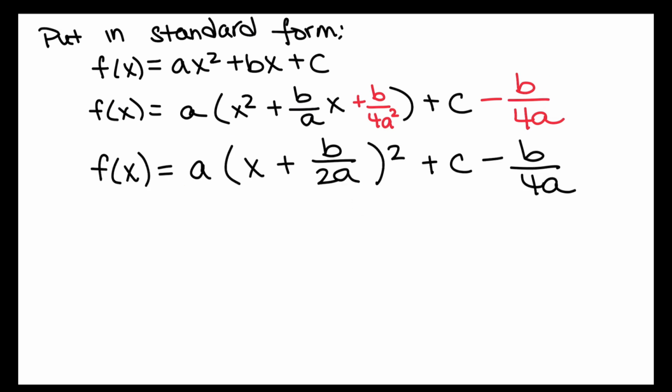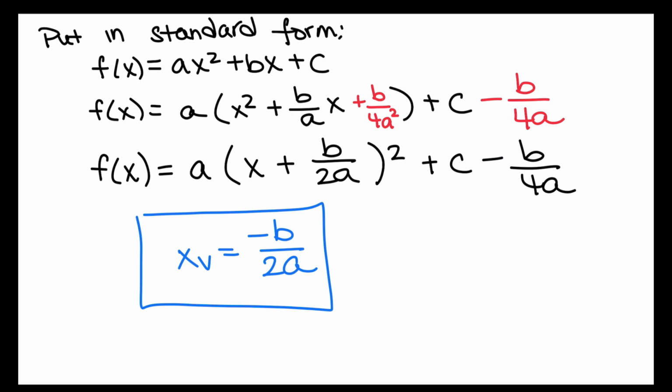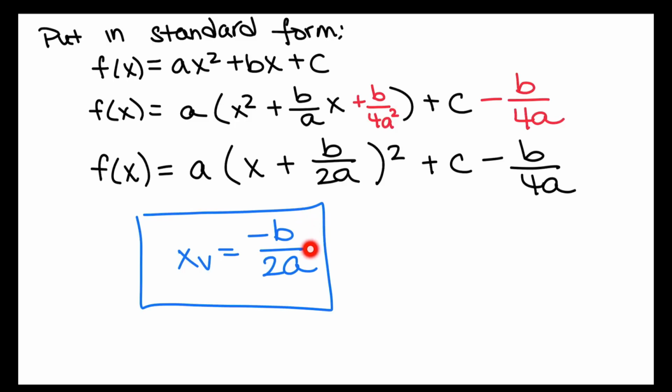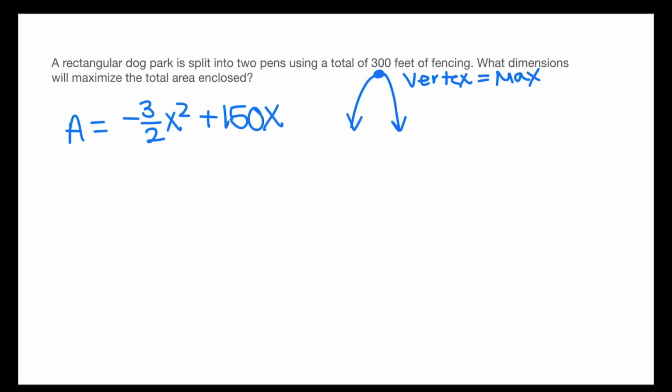Now we can factor, and this turns into a times (x plus b over 2a) squared plus c minus b squared over 4a. So this function is now in vertex form. And based on this, I know the vertex has to be located at x equals negative b over 2a. Based on that information, I can go back to my problem, and I can use my formula, negative b over 2a, to find the x value of my vertex.